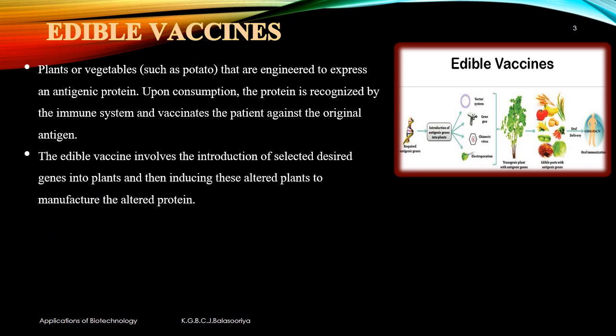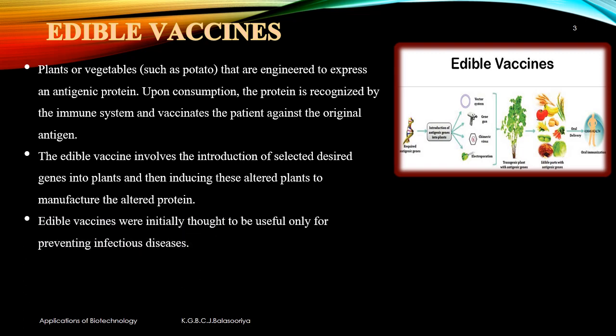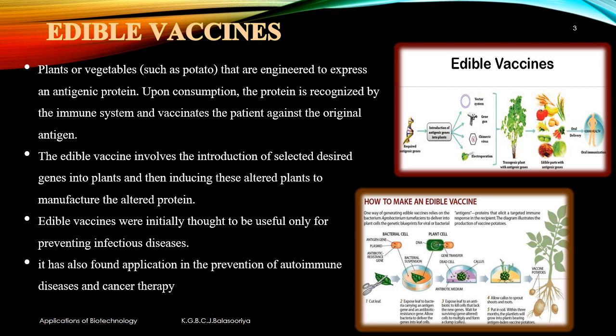Edible vaccines involve the introduction of selected desired genes into plants and then inducing these altered plants to manufacture the altered protein. Edible vaccines were initially thought to be useful only for preventing infectious diseases. It has also found application in the prevention of autoimmune diseases and cancer therapy.